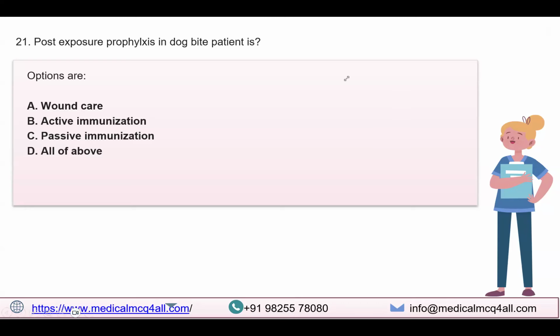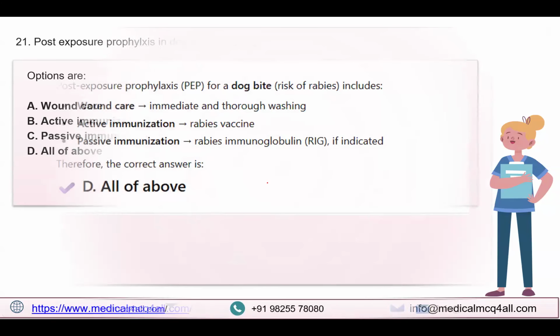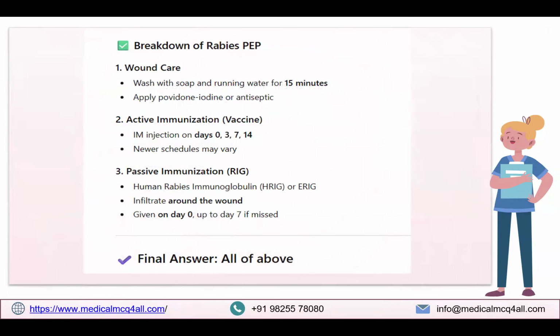Post-exposure prophylaxis in a dog bite. What will be the answer for this? What will PEP get for rabies? All of the above. The answer is all of the above because we'll do first wound care, after that active immunization, after that passive immunization.